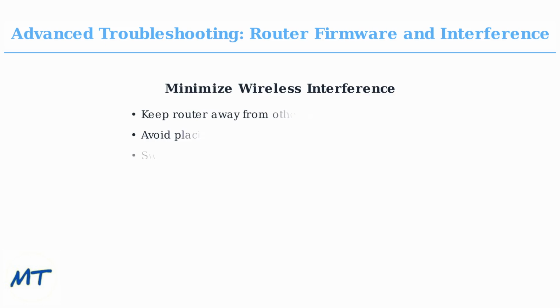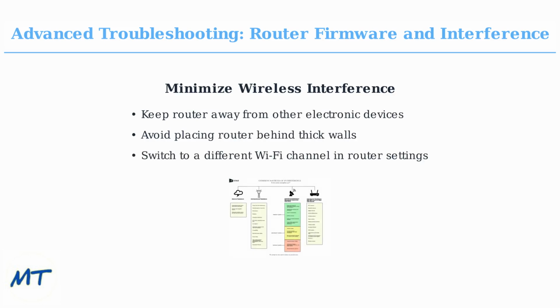Minimize wireless interference to improve network stability. Keep your router away from other electronic devices that can cause signal interference. Avoid placing it behind thick walls that block Wi-Fi signals. Additionally, try switching to a different Wi-Fi channel in your router settings to avoid crowded frequencies.